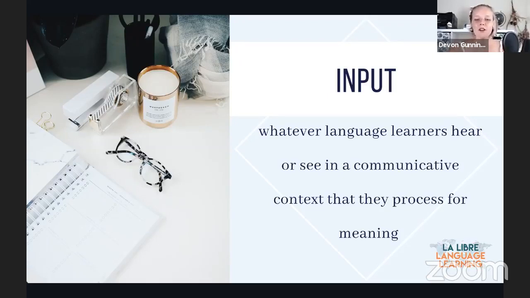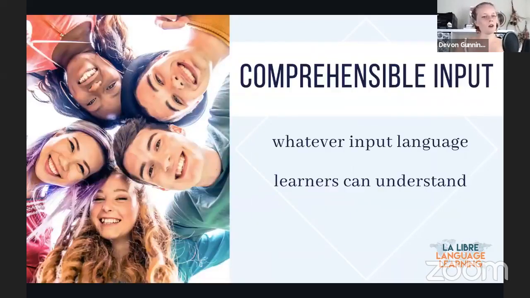All right, so we got our first definition on board here, which is input. Y'all know and love this one. Input is whatever language learners hear or see in a communicative context that they process for meaning. Pretty straightforward, right? That's input. So what is comprehensible input? Comprehensible input is whatever input language learners can understand. And many people also add the caveat is compelling and relevant. That's the piece that makes it comprehensible, because that's also the piece that makes it sink in. So that is the essential difference.